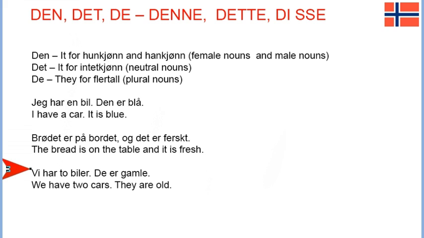The last example. Vi har to biler, de er gamle. We have two cars, they are old. De is the pronoun you might also remember from lesson 1. It's they, regular plural.